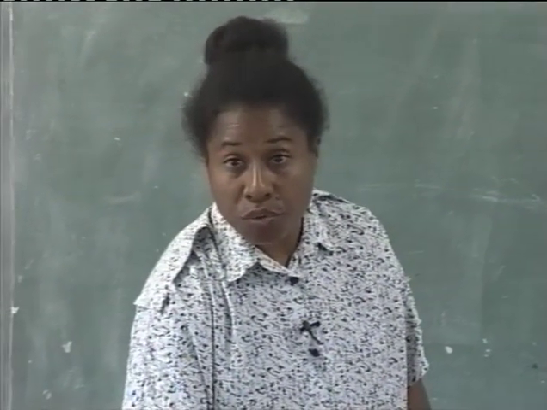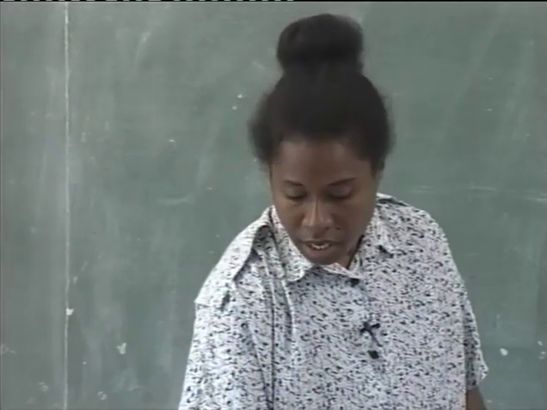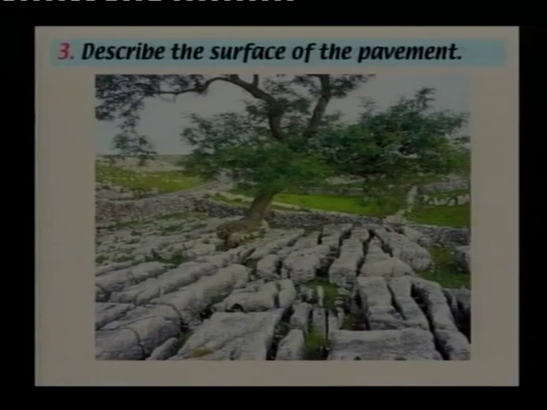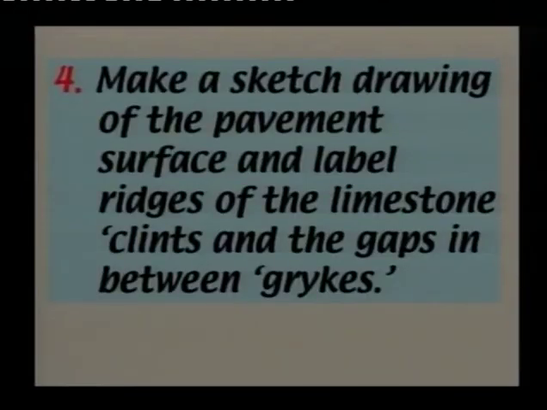The fourth activity will be what I would want you to do for your homework. You have looked at that particular photograph, which is a limestone pavement. So now for your homework, can you make note of this quickly? I'd like you to make a sketch drawing of the pavement surface, and then you label the ridges of the limestone. That means those blocks that are left standing as clints, and the gaps between those ridges, grikes.